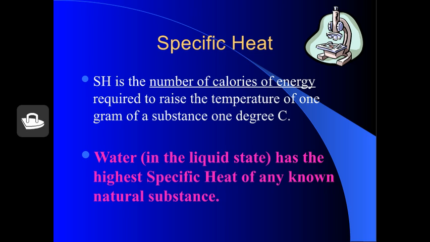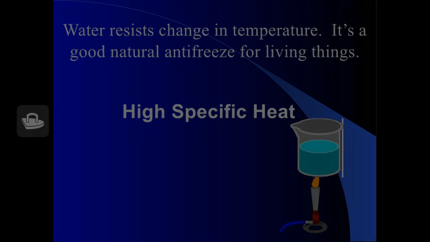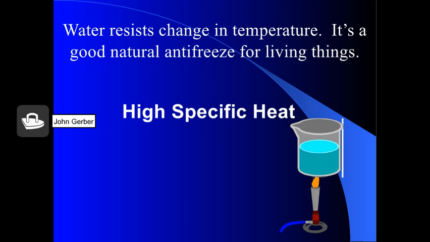In cells, which are 85 to 95% water, it protects them from rapid and drastic changes in temperature. In soil, it modifies temperature fluctuations. A dry desert soil changes more quickly than a moist garden soil. Because of its high specific heat, water resists changes in temperature, which makes it a natural antifreeze for living plants.